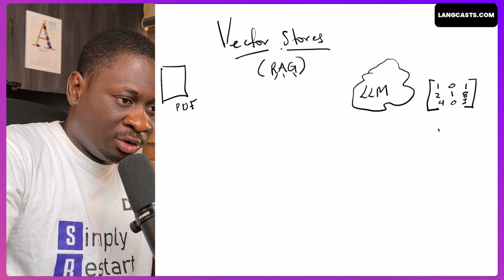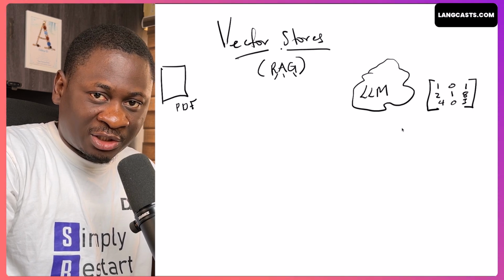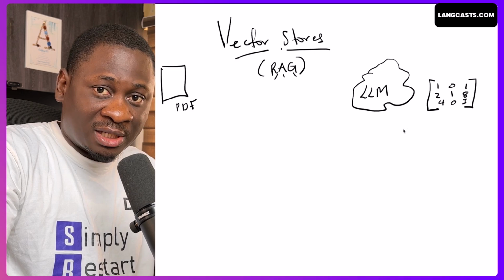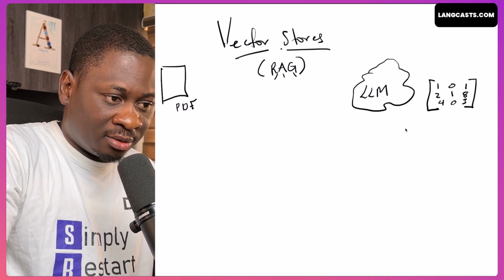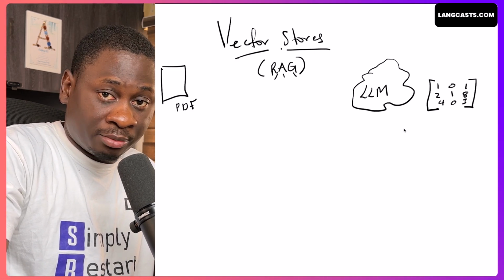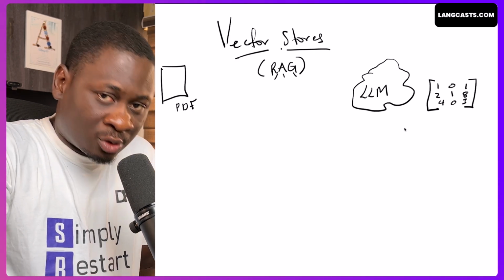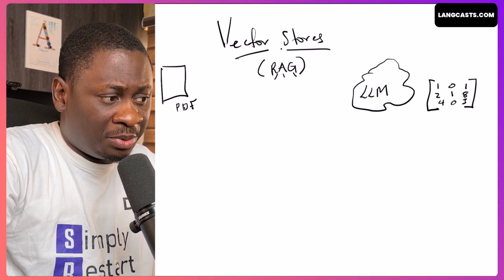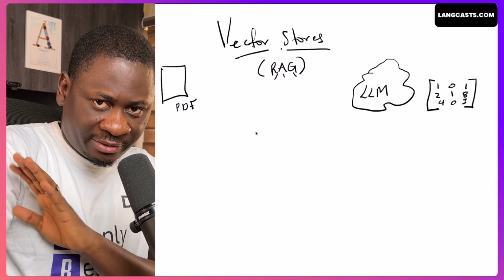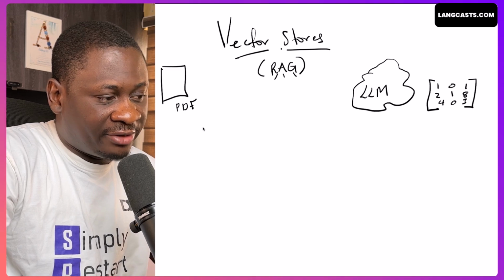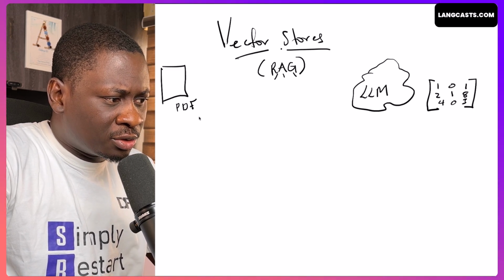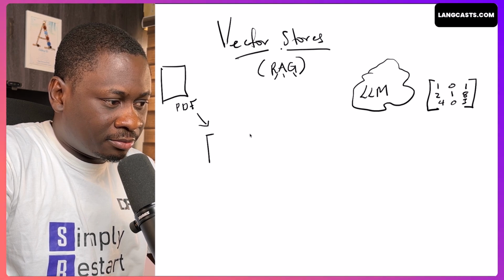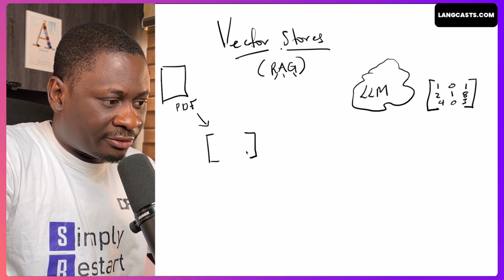So it's more like you encode your natural language into vectors. The LLM processes it, it returns the vector response, and that is decoded back into natural language. That's the response you get back. So for the LLM to be able to work with your PDF, it has to be represented as a vector. So you need to take this PDF and convert it to a vector form.